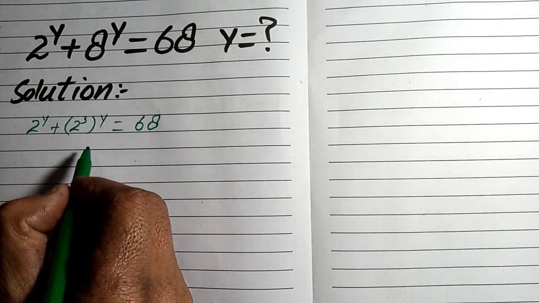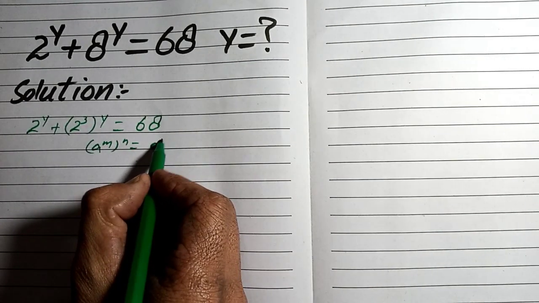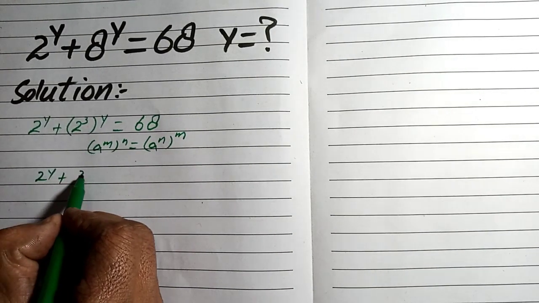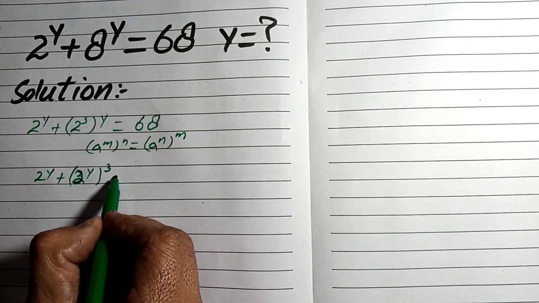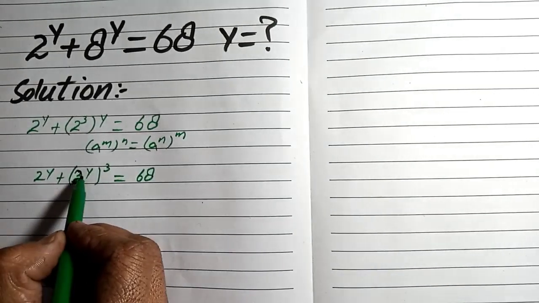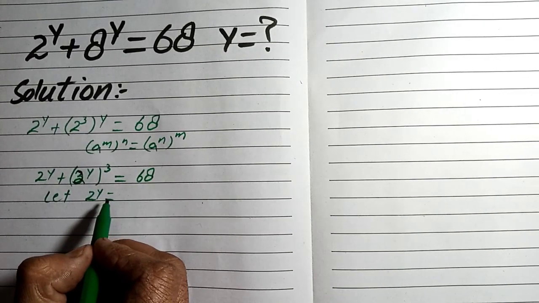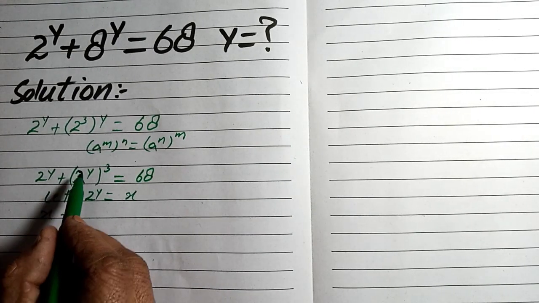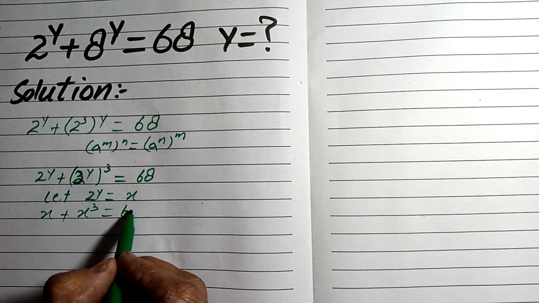Here we can use the power rule (a^m)^n = a^(mn). So we can write 2^y + (2^y)^3, which is equal to 68. Here we have 2^y twice, so we can let 2^y equal x. We can write x in place of 2^y, and x^3 in place of 8^y, which gives x + x^3 = 68.